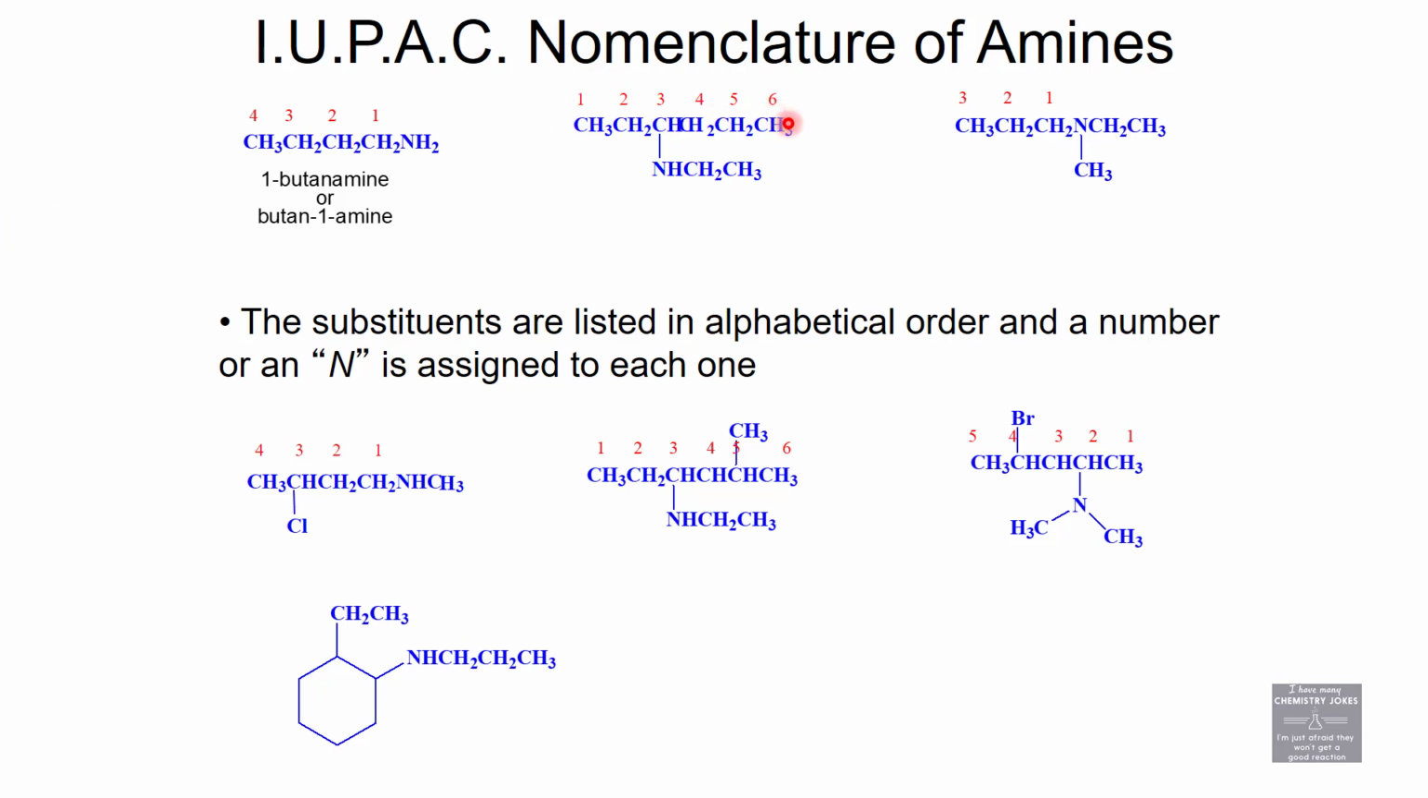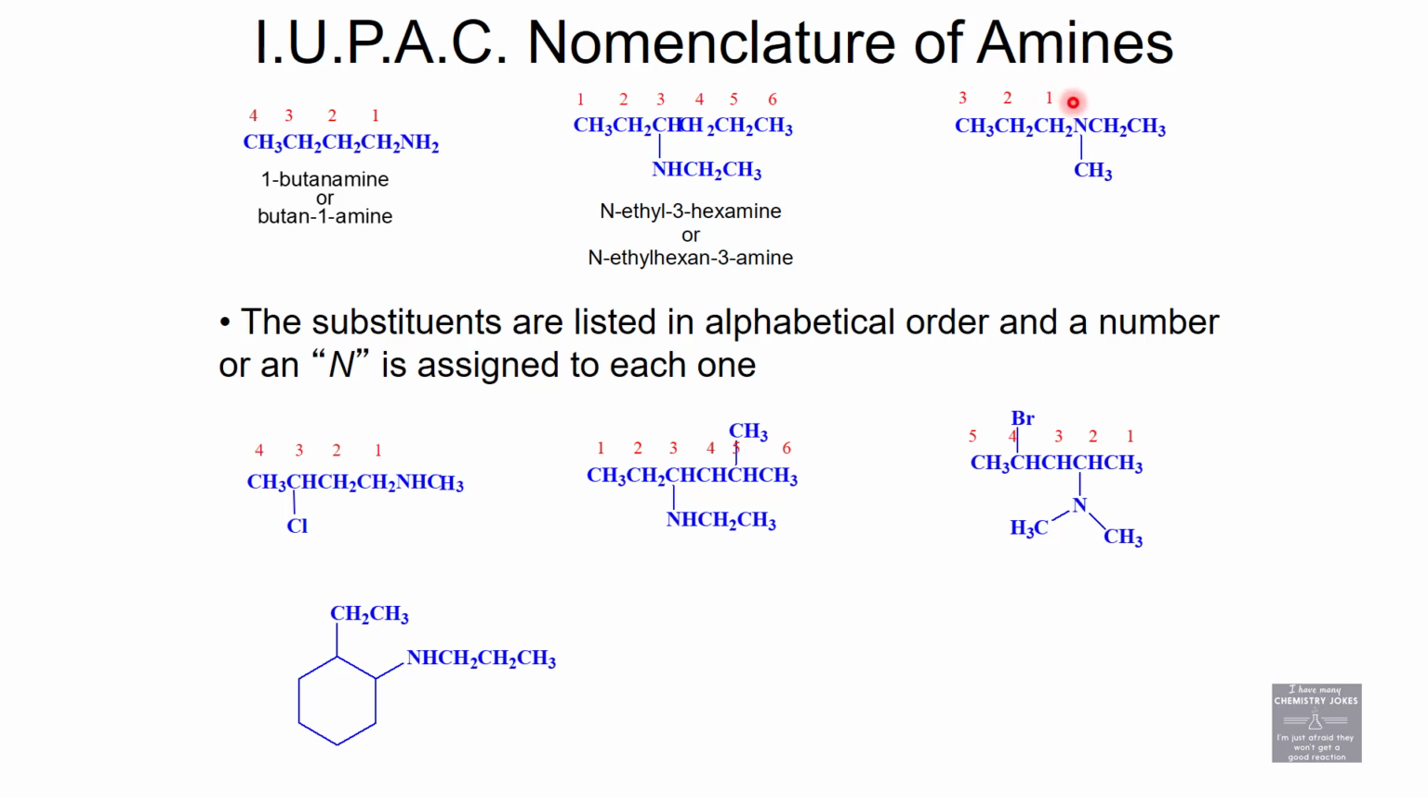The parent chain must have the highest priority functional group on it. So it's also true that the parent chain must have the lowest number on the highest priority functional group. So that's how this becomes a 3-hexanamine. But this one has a carbon group also dangling off of your amine that you have not yet accounted for. If it's connected to a nitrogen, you give it a capital N, not lowercase n, a capital N as its, quote, number. So this becomes N-ethyl 3-hexanamine.